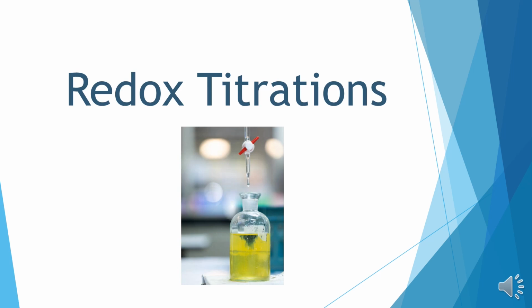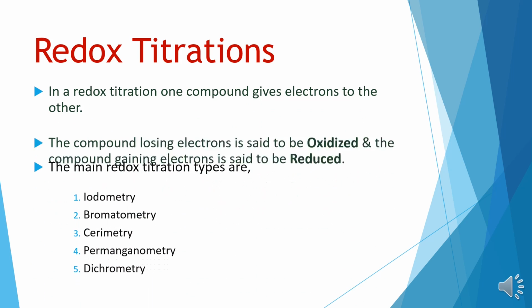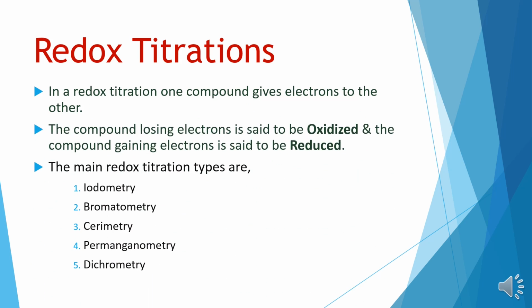Let's move on to the redox titrations. In a redox titration, one compound gives electrons to the other. That means one compound loses its electrons and is said to be oxidized, and the other compound gains electrons and is said to be reduced. There are 5 main types of redox titrations: iodometry, bromometry, cerimetry, permanganometry, and dichrometry.